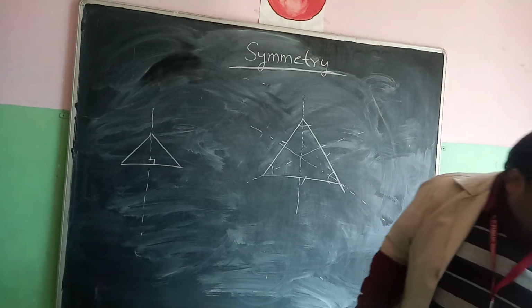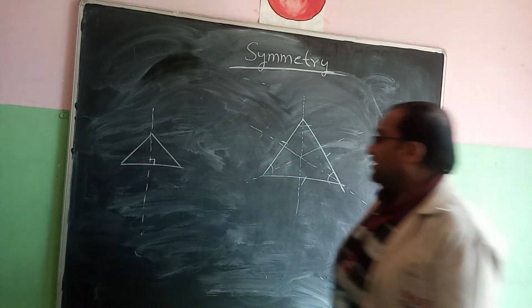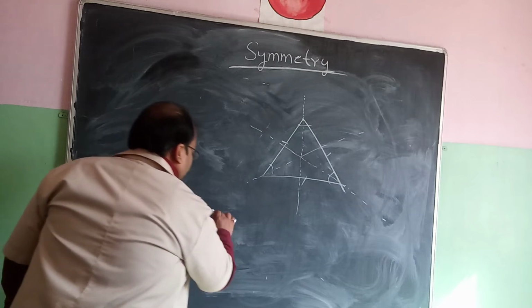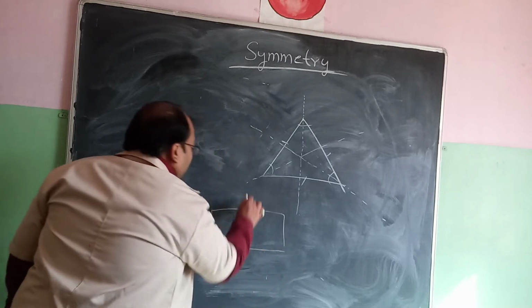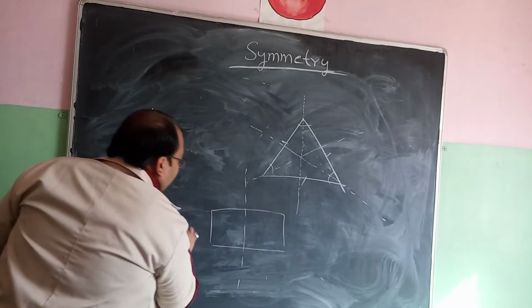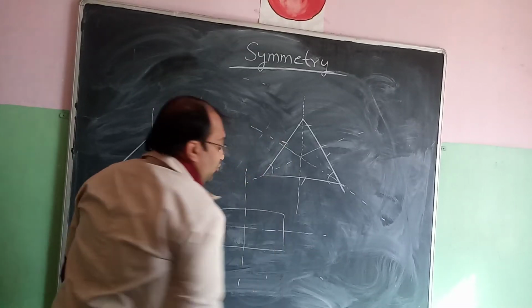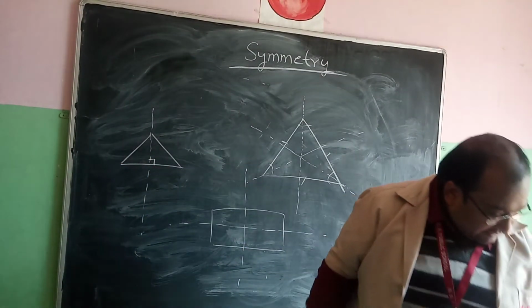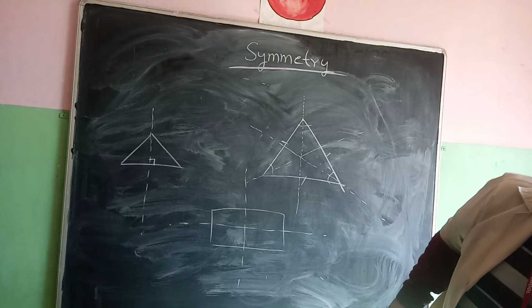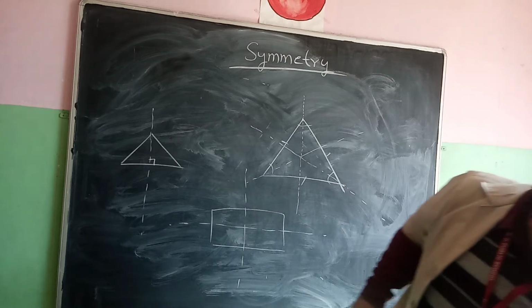Question 4. The number of lines of symmetry in a rectangle. Already we had discussed that a rectangle has 2 lines of symmetry. One this vertical, one this horizontal. So we will say that in a rectangle there are 2 lines of symmetry. Option B, 2. Question number 5.